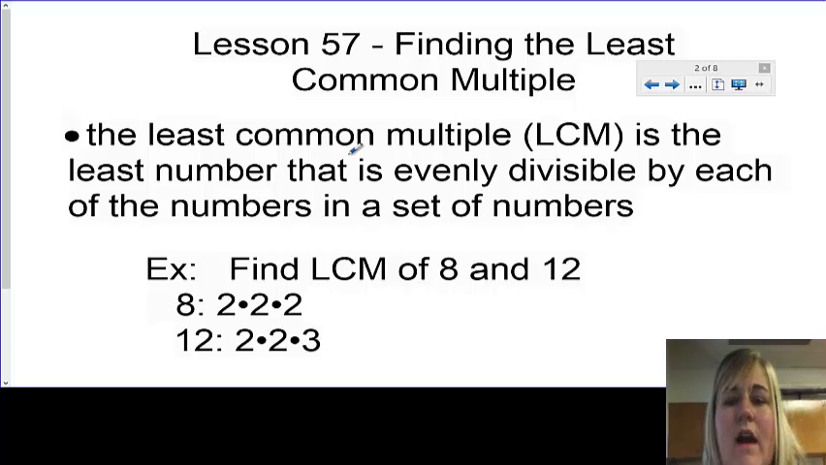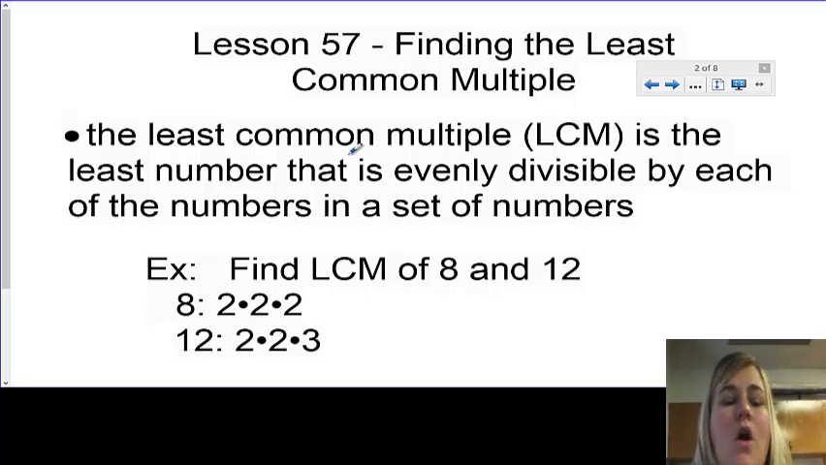Lesson 57, Finding the Least Common Multiple. The least common multiple, otherwise known as LCM, that's I'm sure what you talked about it as whenever you were in elementary school, is the least number that is evenly divisible by each of the numbers in a set of numbers. Okay, so that means that it is the smallest number that both of the numbers or all three of the numbers, however many numbers that we're talking about, will all divide into it evenly.